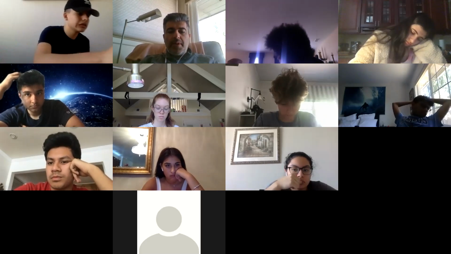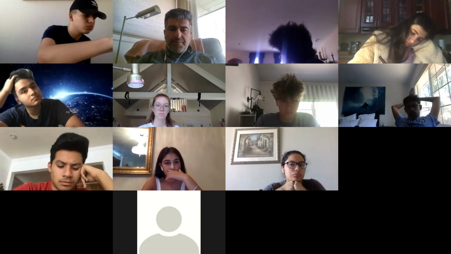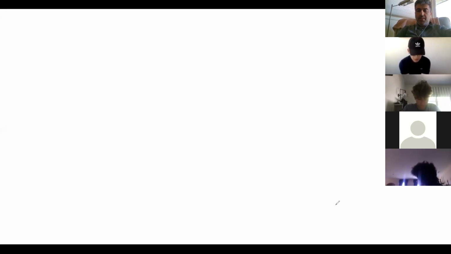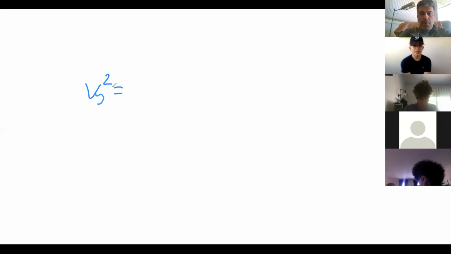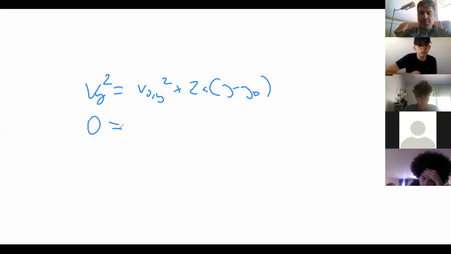Okay, let me quickly go over it. I'll share my whiteboard here. For 9B, you're trying to find the maximum height, so you want to know when it hits its peak. You're going to use this equation: Vy squared equals the initial Vy squared plus 2a times y minus y0. Momentarily at the peak, the velocity in the y direction is 0. And you should have got 25.98 if you did the trig correctly for the initial velocity.